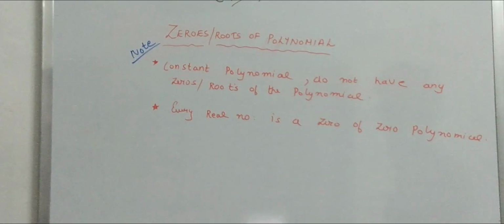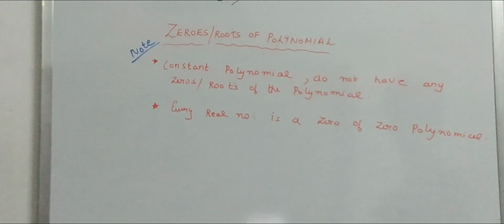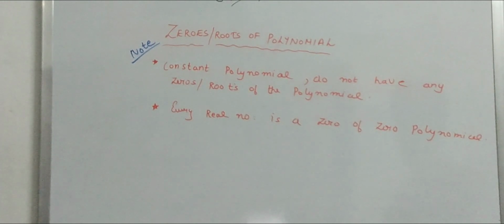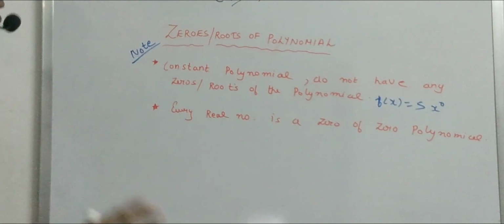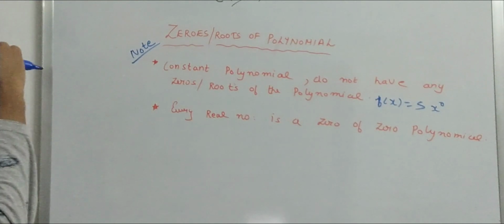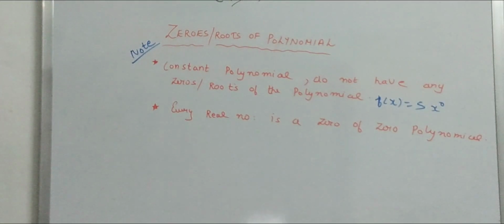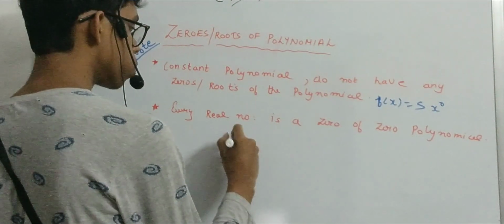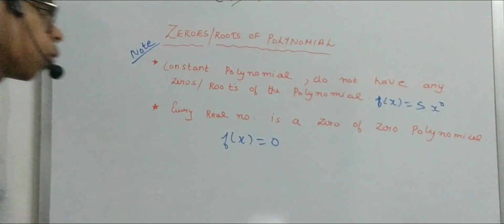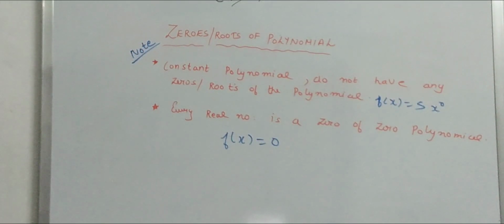Now here is a small note that you can make a note of. The first point is constant polynomials do not have any zeros or roots. We cannot say there is a particular 0 for a constant polynomial. That is your first note. The second note is every real number is a 0 of the 0 polynomial. We know 0 polynomial means f of x is equal to 0. So every real number is a 0 of the 0 polynomial. You can make a note of these 2 points.